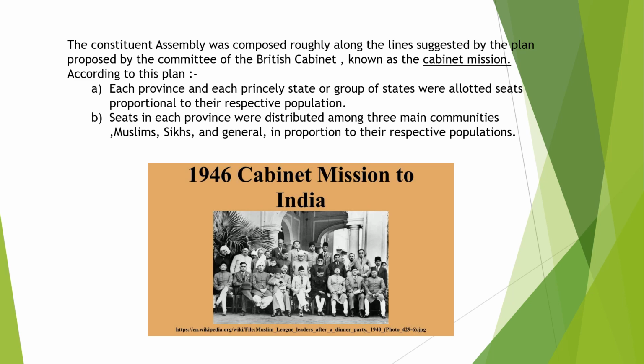The Cabinet Mission actually came to India around 1946, before the partition of India and Pakistan. It came to India to discuss the transfer of power from the British government to the Indian people, with the aim of preserving India's unity and granting them independence. And according to this plan, there were two very important points which became a part of the composition of the Constituent Assembly.